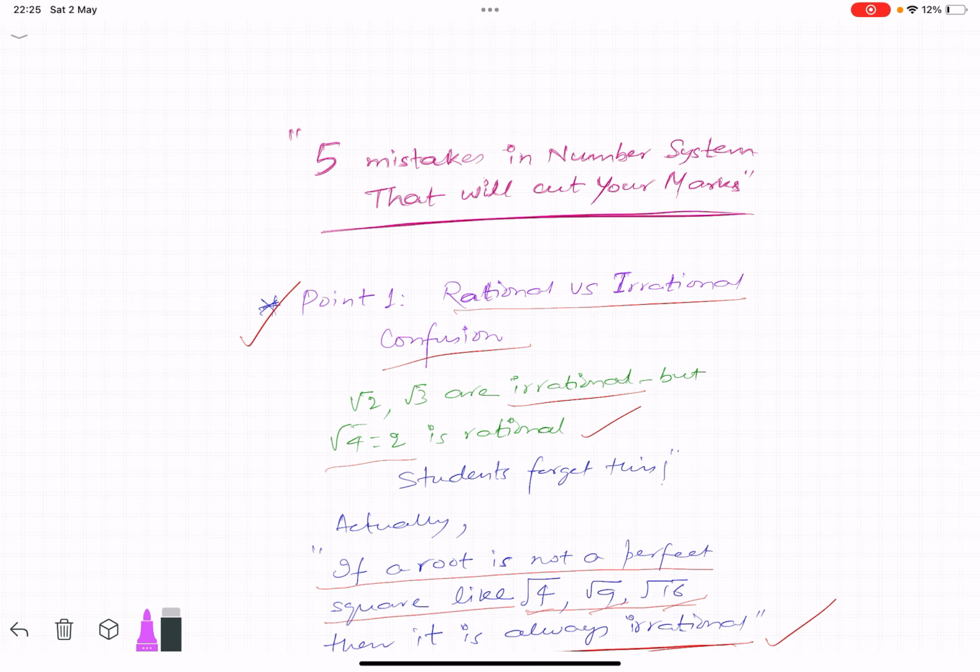Today we will discuss 5 mistakes in number system that will cut your marks. Generally, these are 5 mistakes which students can do.